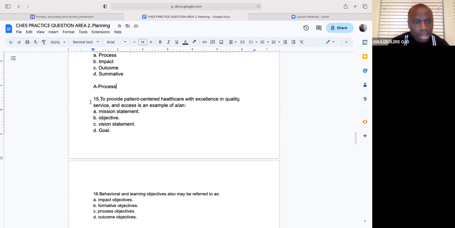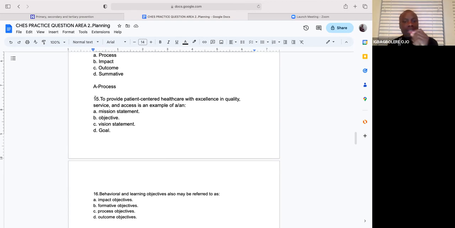Question number 15. To provide patient-centered healthcare with excellence in quality, service, and access is an example of what? Interesting options. Again, I'm going to read the question. Now, is this an objective? No. Is this a vision statement? Let's start with vision statement, okay? What is a vision statement? A vision statement is a futuristic statement. There is nothing in this statement here that points to the future. It points to what they will be doing. It's not time bound. It doesn't have a time frame. It is not a vision statement, okay?